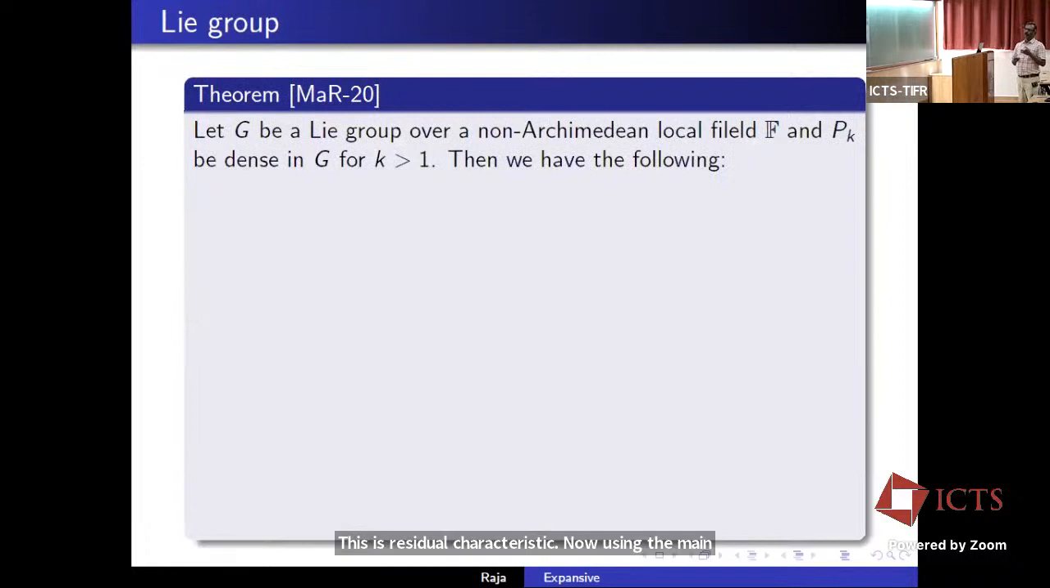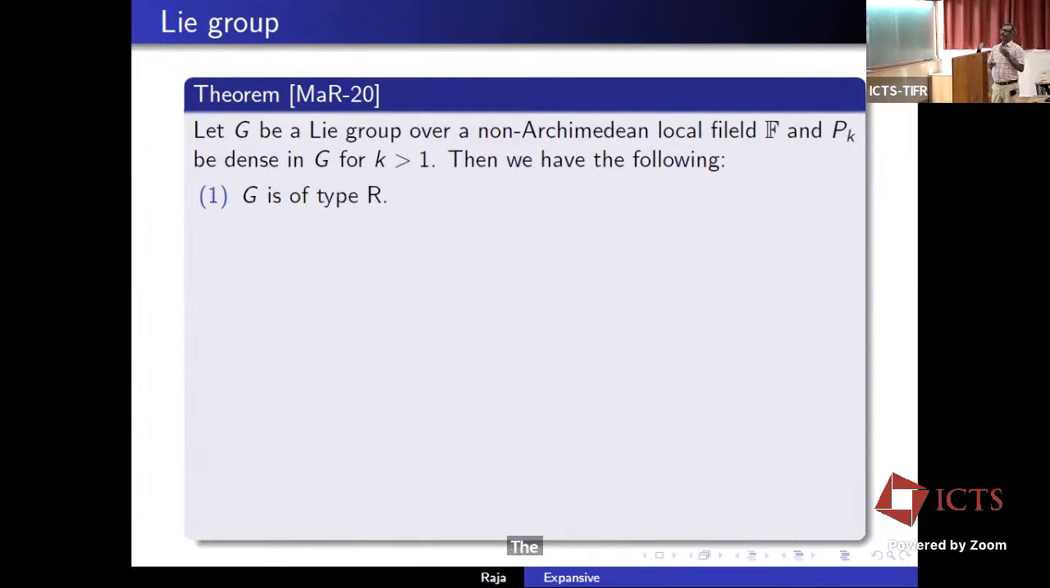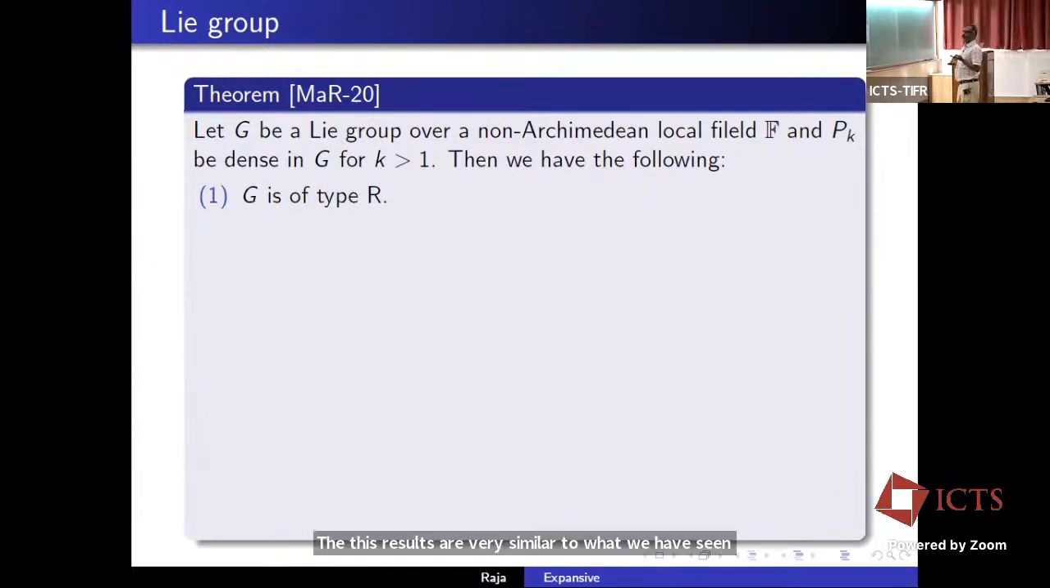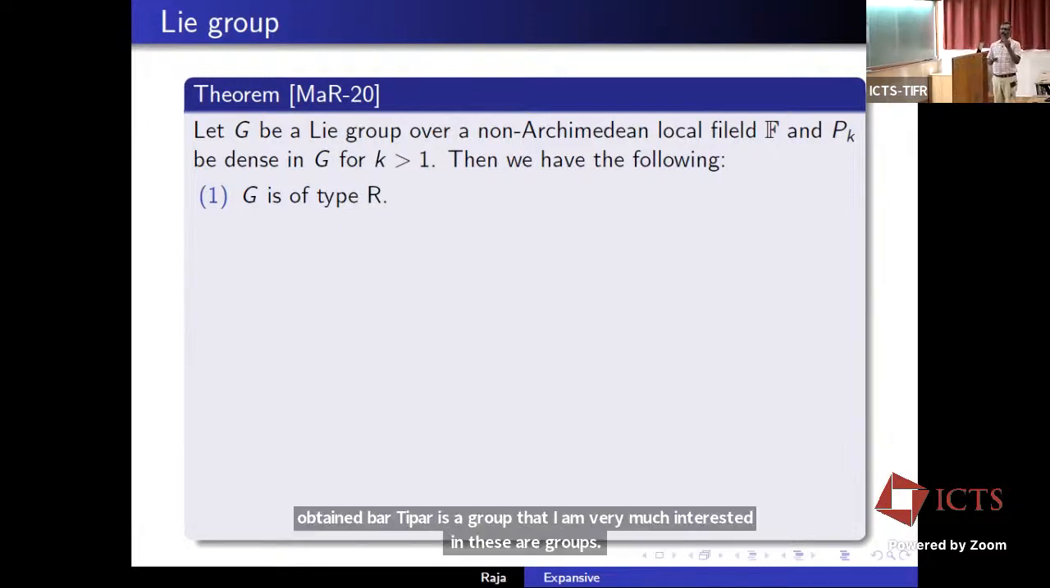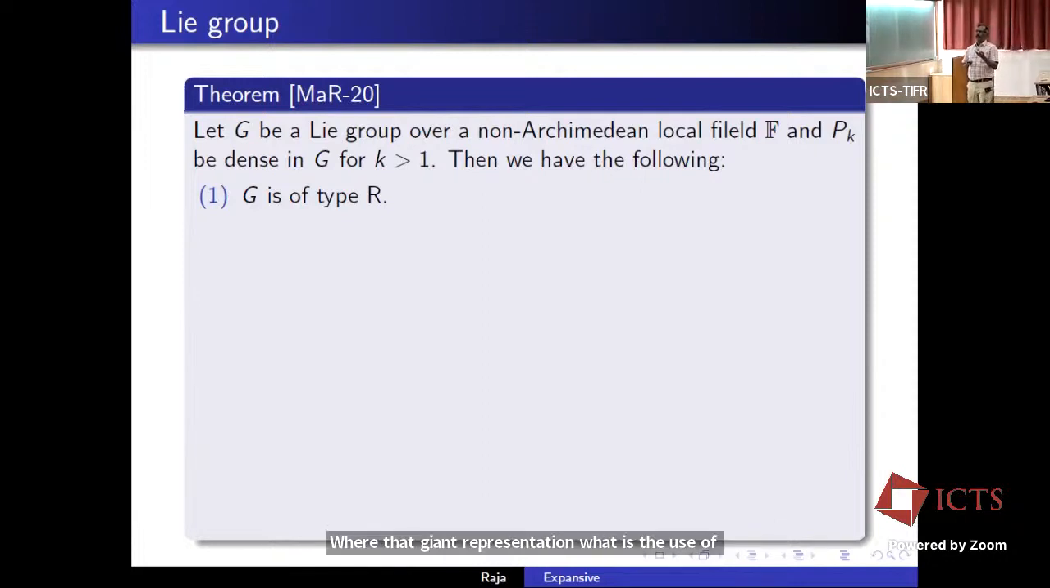Now, using the main result, we can derive very similar results for Lie groups over any non-Archimedean local field. I'll quickly go through this because these results are very similar to what we have seen in the other theorems. First thing we conclude is that G is of type R. Type R is a class of groups that I am very much interested in. These are groups where the adjoint representation. In Lie groups, we generally have a representation, the adjoint representation, so we look at the adjoint representation and make this conclusion.